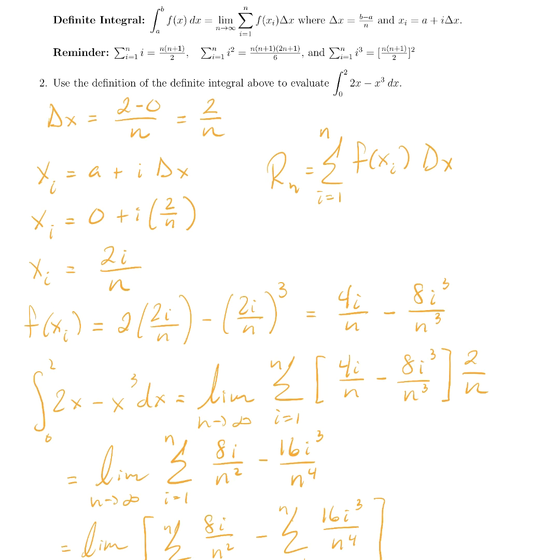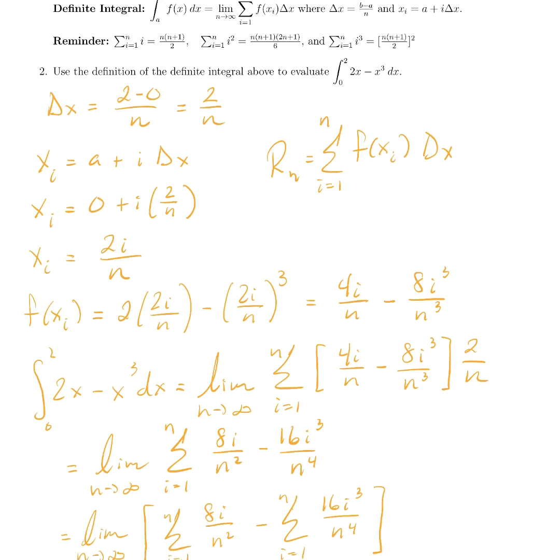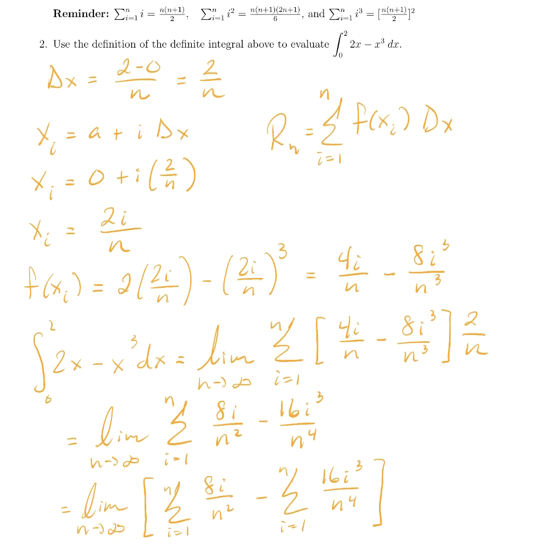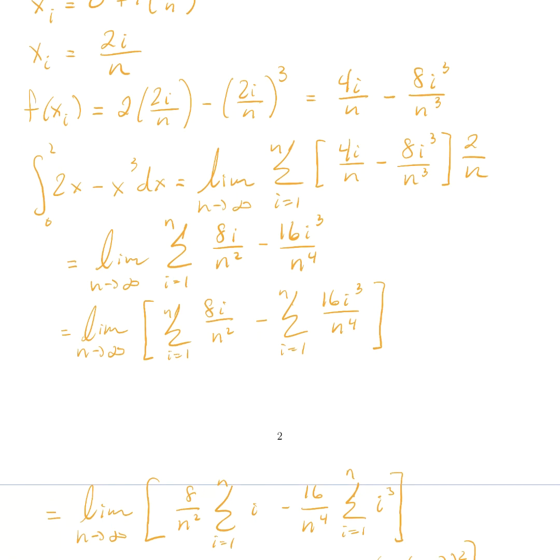Well, a is being played by 0, and delta x is being played by 2 over n, so x sub i is 2i over n. And then we remember that R_n is the sum from i equals 1 to n of f of x sub i times delta x. Okay, so we might do some algebra to evaluate f of x sub i first. So we get 2 times 2i over n minus 2i over n cubed. See if I did the algebra right this time. 4i over n minus 8i cubed over n cubed. That looks good. All right, so then we want the limit as n tends to infinity of that sum.